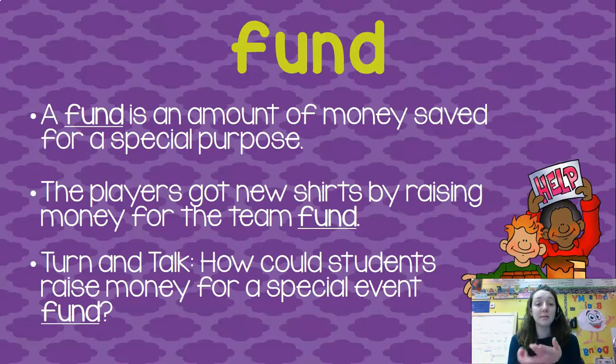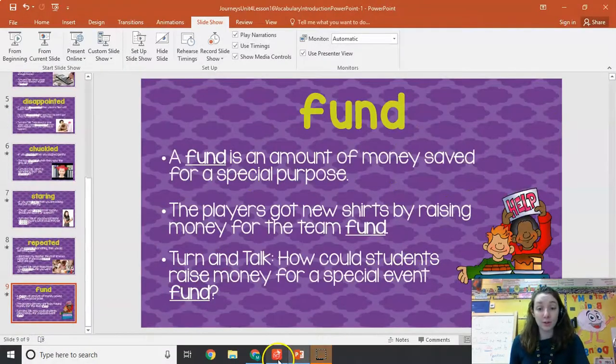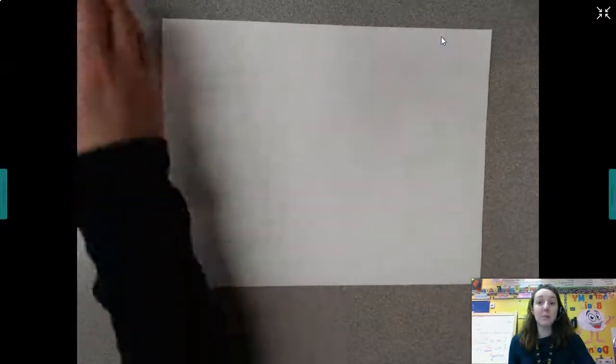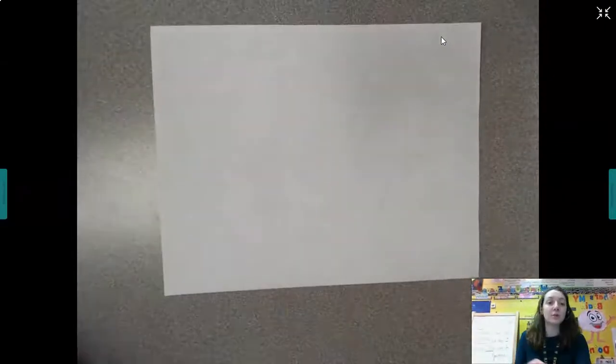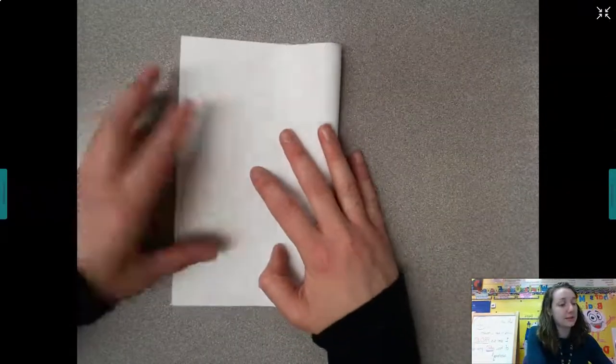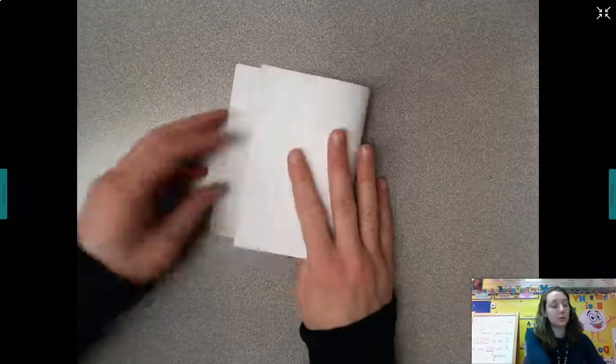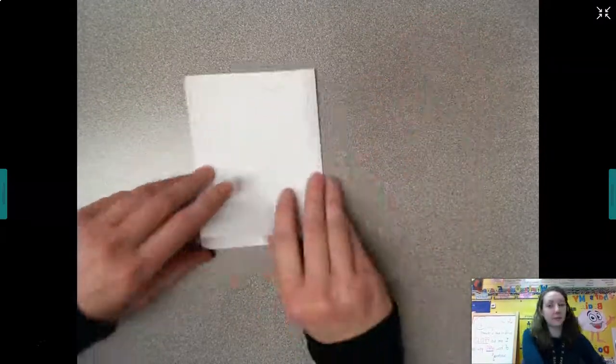Let's try and go through all of them. So we have received, account, it's another money one, but it's a bit different. Budget, a little bit here, a little bit there. Disappointed, chuckled, staring, repeated, do it again, and fund, money that you're raising. Okay? So now we are going to do our triggers. As always, you need your piece of paper, and we're going to divide it into our 4 squares so that each side has the 4 spaces for each of the vocabulary words.